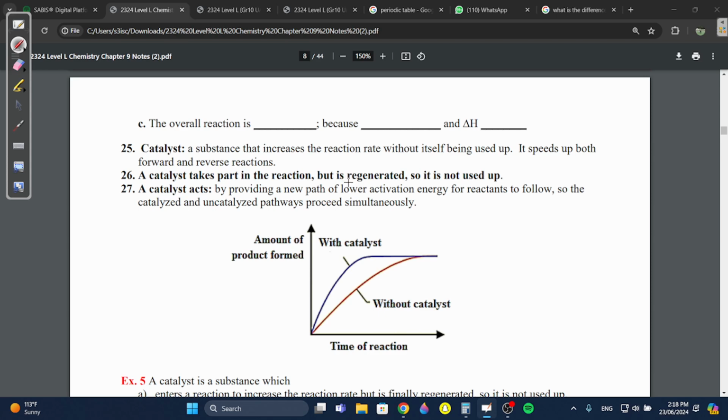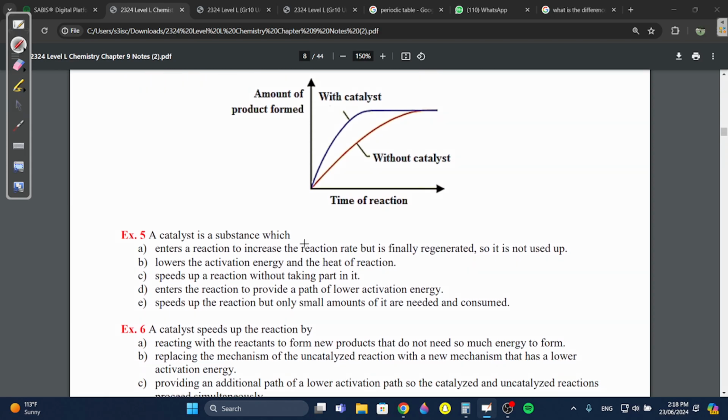An important thing to know is that there will still be particles who go through with the original price. With the same example, the 120 and 60, there would still be particles who go through the pathway of 120 activation energy. So it doesn't completely delete the expensive way. It just creates an alternative pathway for the poorer particles. So a catalyst is a substance which enters a reaction to increase the reaction rate.